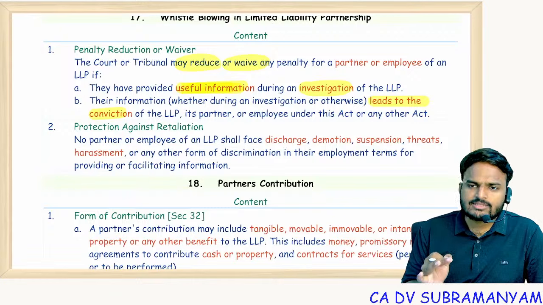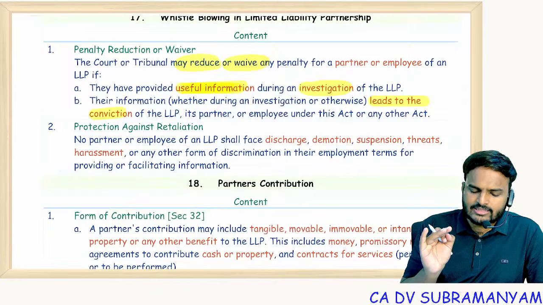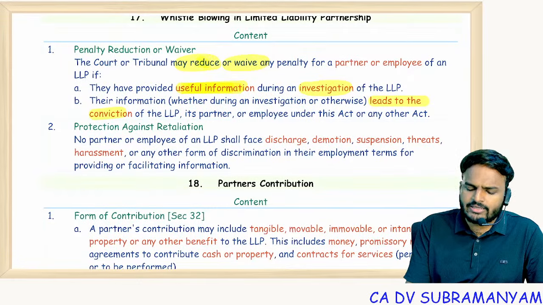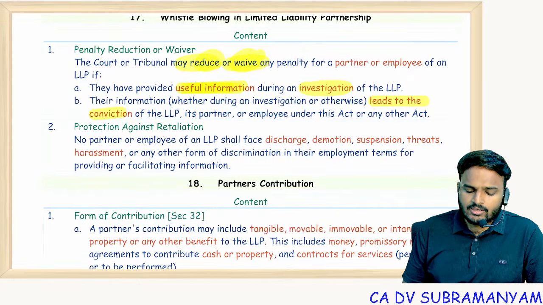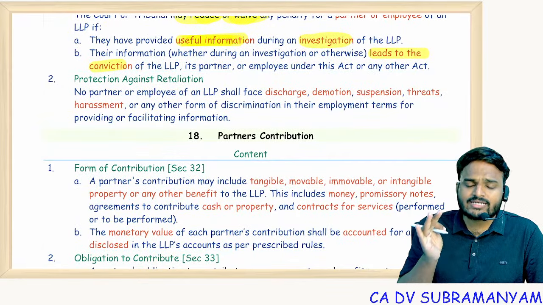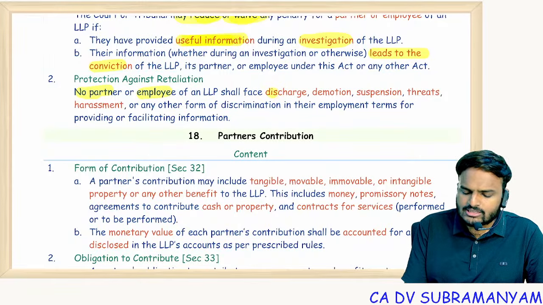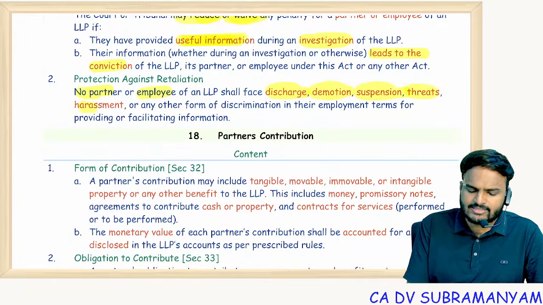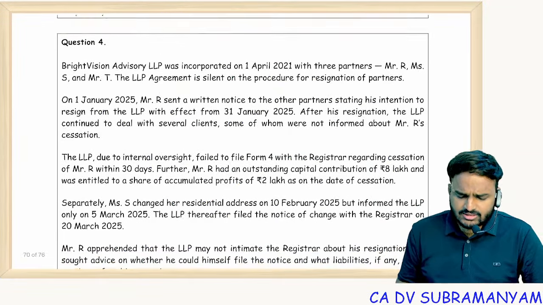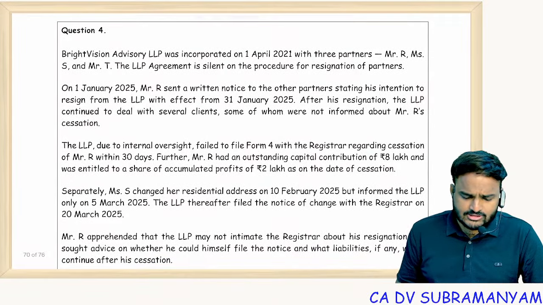Suppose there are 3 partners in an LLP, 2 committed a crime, and the third partner voluntarily surrendered to the investigation department and revealed entire scam details. Now the third partner's penalty would be either reduced or waived off. In that case, the remaining 2 partners should not harass the third partner who acted as a whistleblower. So no partner or employee shall face discharge, demotion, suspension, threats, harassment, or any other form of discrimination in their employment terms for providing or facilitating the information. So till then we will see, I think 2 questions are there. We'll see these 2 questions.